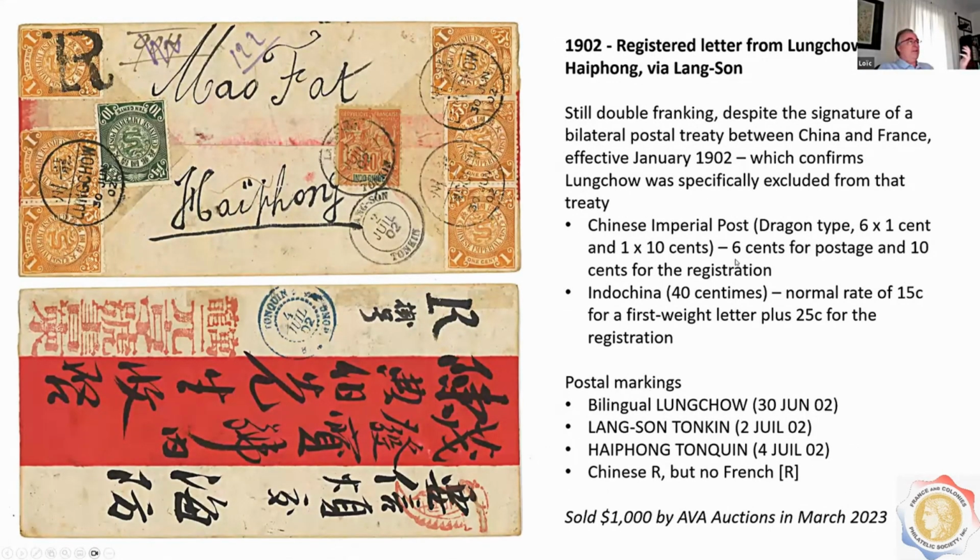Another very similar letter, 16 cents on the Chinese side, 40 cents on the Indochinese one. Not much question. Same process. The registration numbers are struck, and a new one is written as the letter passes the border. This one is from 1902. All of those go into today in the $1,000 range, a little bit more eventually.